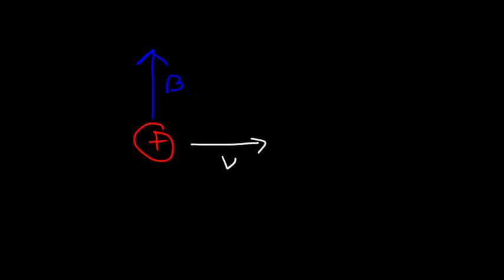And you can use the right-hand rule. Think of velocity as the current, so to speak. That's where the charged particles are moving. So you can use the same right-hand rule as we've been doing. You want your four fingers to be in the direction of the magnetic field, and you want your thumb to be in the direction of the velocity.